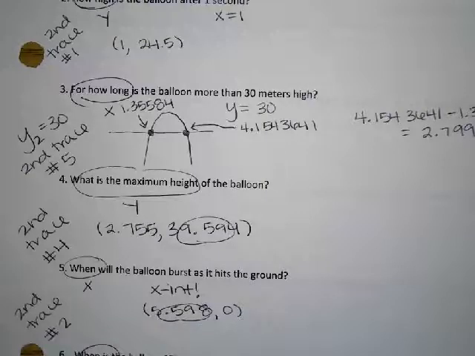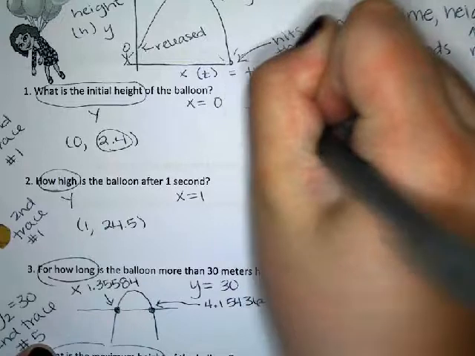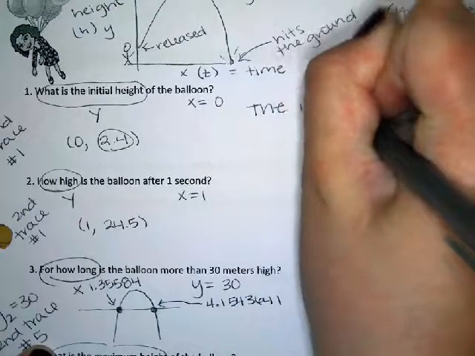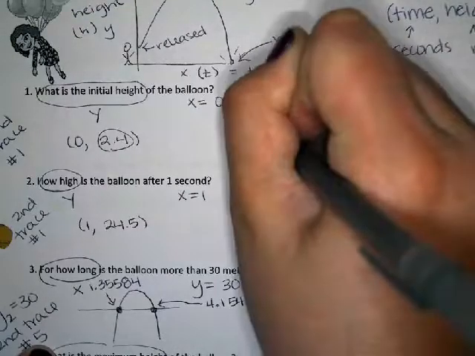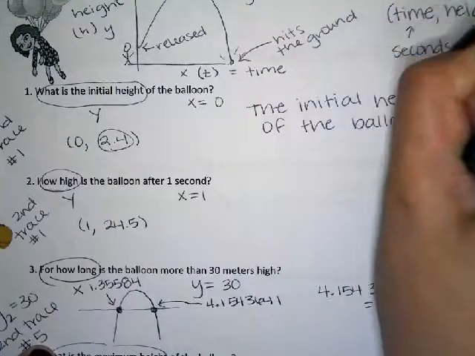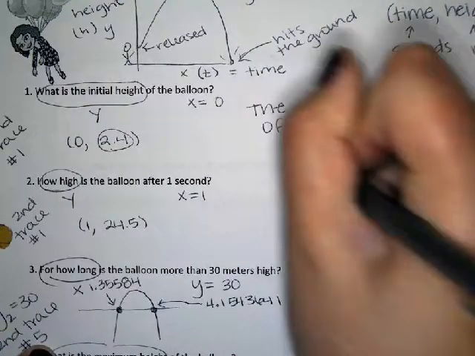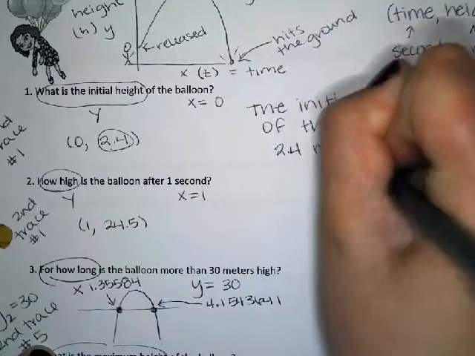Okay. All right, what is the initial height of the balloon? The initial height of the balloon is 2.4 meters. Look at that. I put a capital in the beginning. I put a period at the end. I didn't do any abbreviations. My English teacher would be so proud.